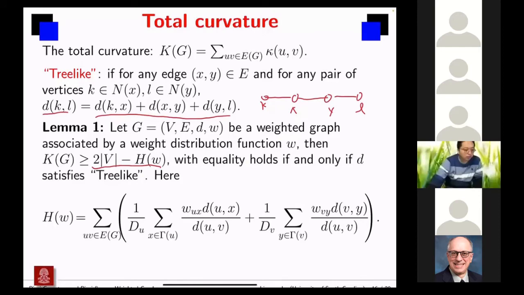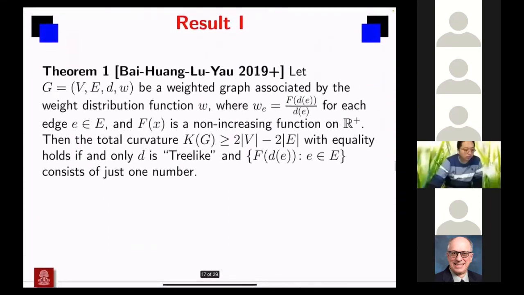Okay, the next slide is our main result. There are two results. Let G be this weighted graph. You have two weights: the distance weight, and the weight for the random walk. If your weight and distance are related by some function f, and f is a non-increasing function, then the total curvature is at least 2v times (v minus 2) times e, and equality holds if and only if the graph is tree-like. And all this weight function f is just one number, because of the scaling of the curvature, so essentially it's a simple graph. And that answers the question asked by Huang.